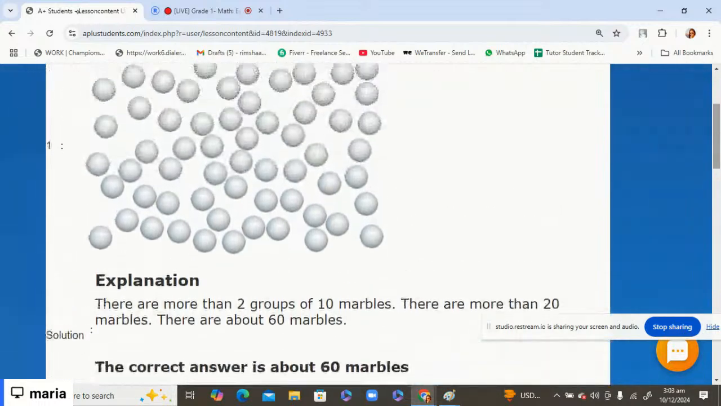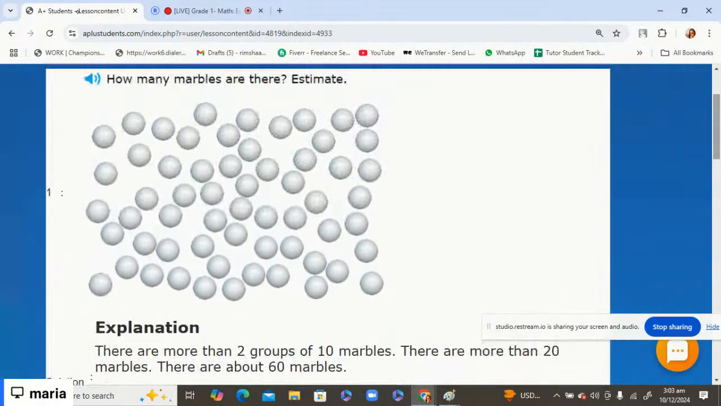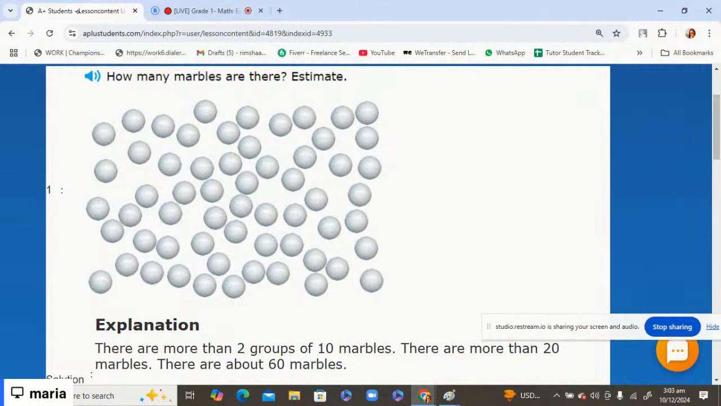Look at here, they are saying that there are more than two groups. There are no two groups. This is random, basically, the marbles which are here. These are a lot of marbles and it's hard to count. So if it's more than 20 marbles, okay, this is about like 60 marbles when you're going to count. We are going to estimate at 20 marbles.